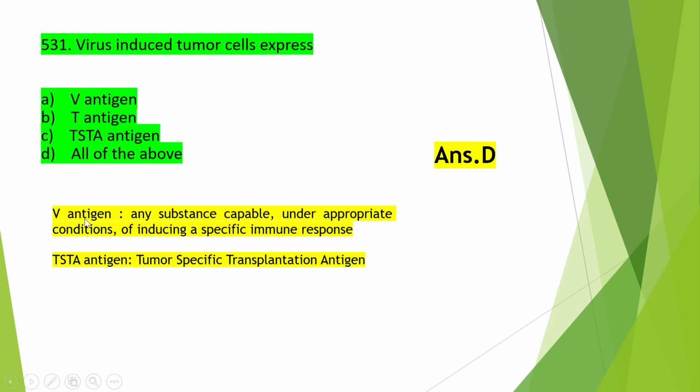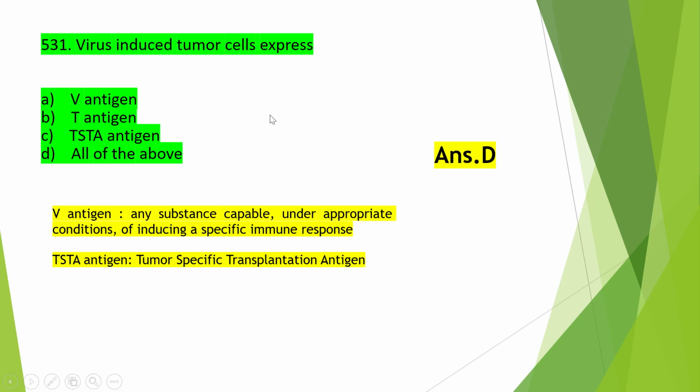Okay, so what is V antigen? V antigen means any substance capable, under appropriate conditions, of inducing a specific immune response, that is known as V antigen. And TST antigen means tumor specific transplantation antigen.